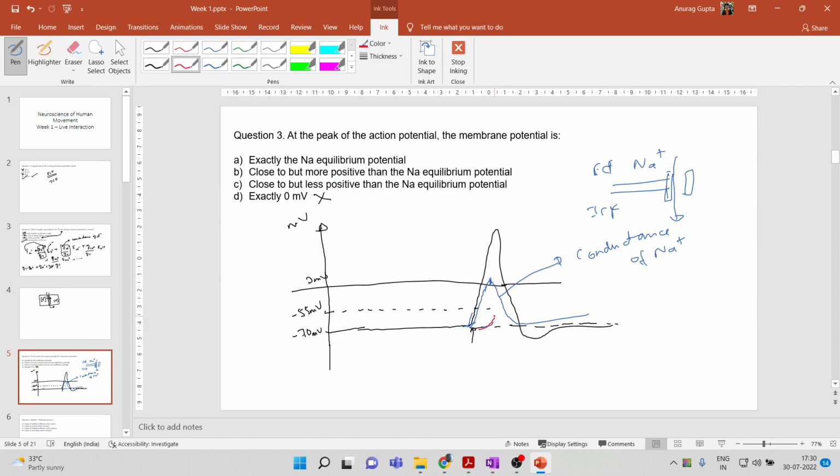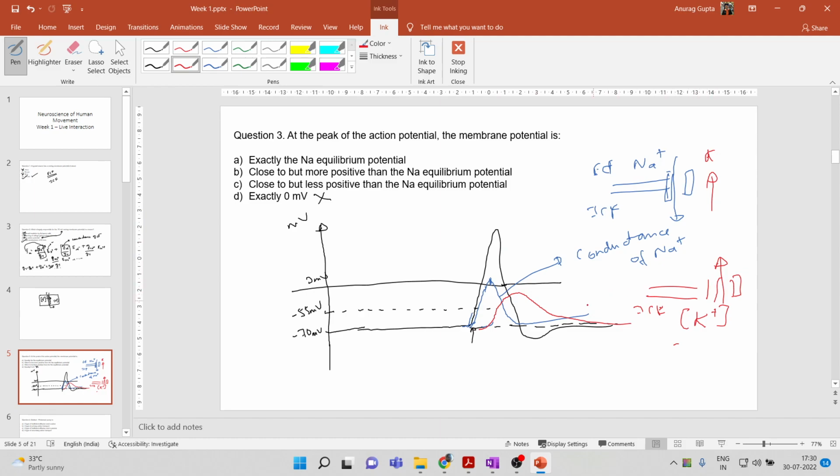What happens is, voltage gated potassium channels start to open up, and due to which there is an outflow of K plus. If you recall, in the ICF the concentration of K plus is high, so if the channels open up, K plus will start to move out, making the inside of the cell more negative because positive charges are going out. So the ICF will start to become negative.